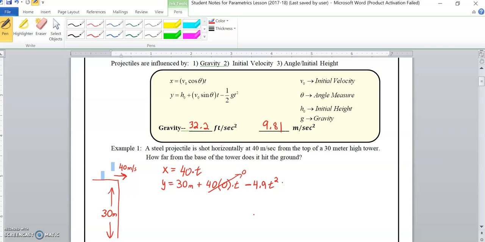We have our position in the x and our position in the y. The thing that affects the position horizontally is just that horizontal velocity. In the y direction, vertically, our starting height affects the position. The velocity vertically doesn't, because it's just sent horizontally, so we don't get any vertical component. The other thing that affects the position of the object vertically is gravity.